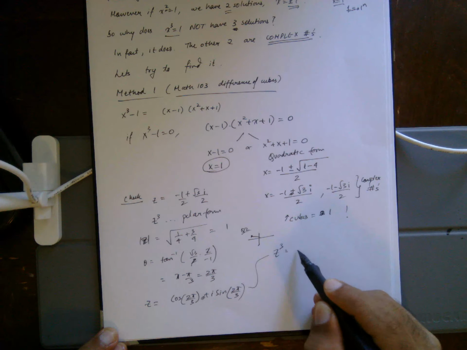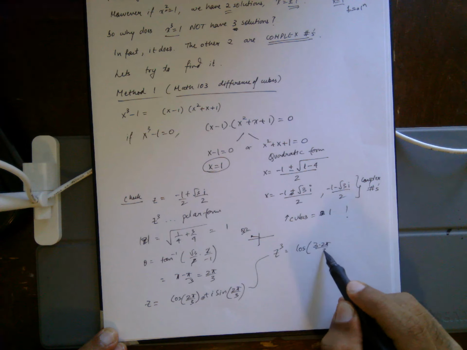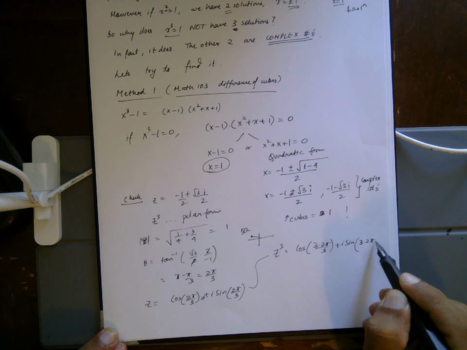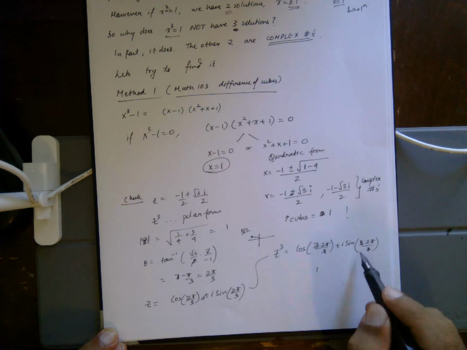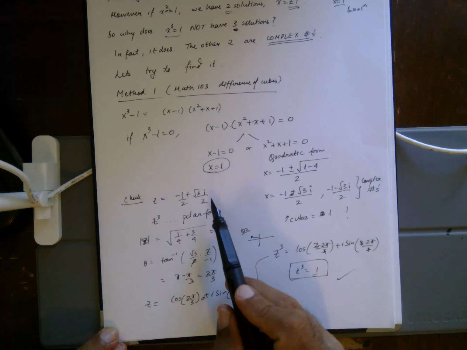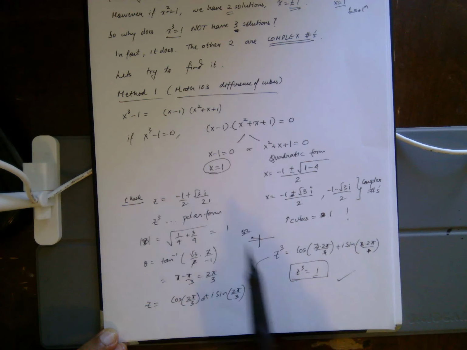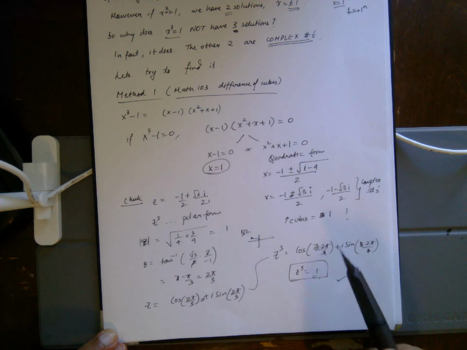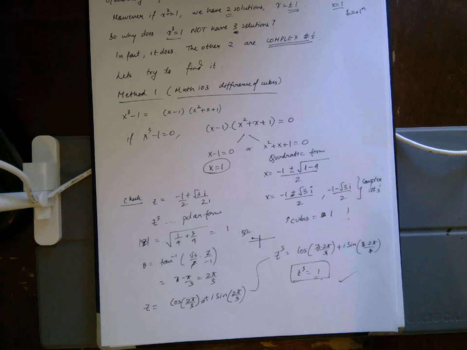Let's verify. Then z cubed would be cosine of 3 times 2 pi over 3 plus i sine of 3 times 2 pi over 3. Cosine 2 pi is 1, sine 2 pi is 0. So, in fact, it is true that this is a solution to this equation, because when I cube this, I get 1. So that sort of solves the mystery of why when you have x cubed equals 1, you only say that x equals 1.